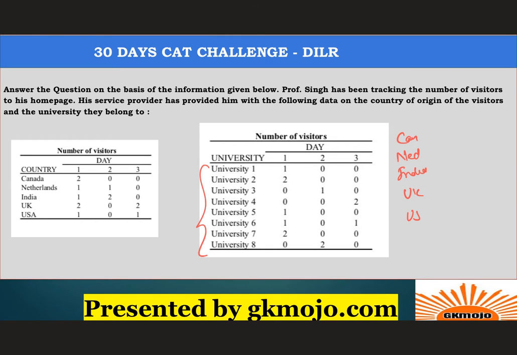These 8 universities belong to these 5 countries, and there are day 1, day 2 and day 3. This is what the interpretation of data means: you have to understand what sort of data is given and how it is represented. They have given this much and then moved on to the question, so it would be better if we go on to the questions straight away and then go about the solving.